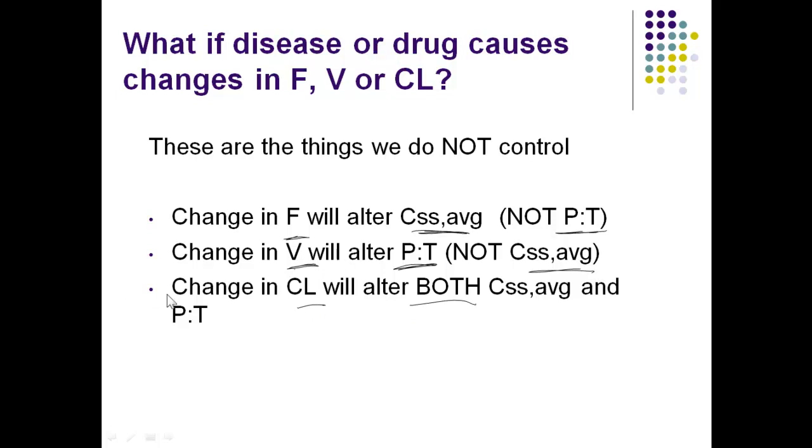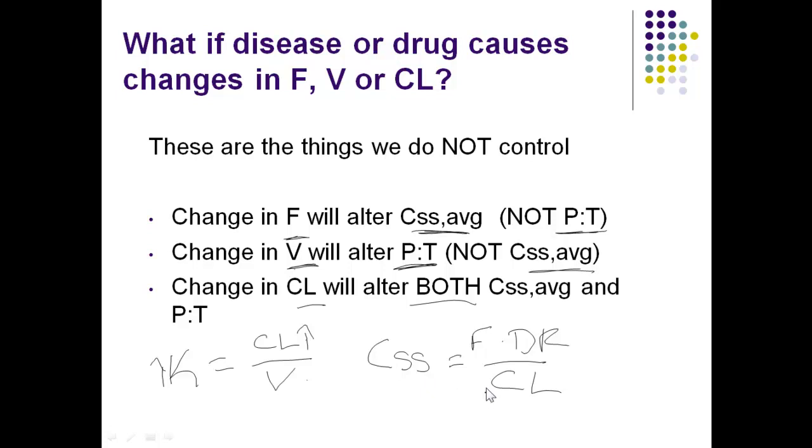Instead of memorizing this, guys, all you have to remember are the two basic equations. If we know the slope of our line, we can see that both clearance and volume affect it. And if we remember our CSS average equation, we know that bioavailability times dose rate over clearance equals CSS average. And again, instead of trying to memorize what does clearance do, what does it affect, if you remember your equations, you should be able to see that clearance is the only one that affects both CSS average and the slope of our line.